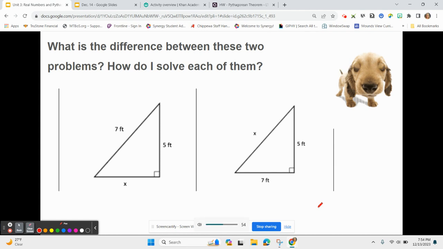Before we get there, just a reminder: when we are working with the Pythagorean theorem, we are always looking for that 90-degree angle, okay? And we're trying to figure out what we are solving for. In my triangle on the left, I can see the leg is missing. We're going to call it leg A. So when I set this up, I'm keeping in mind that I'm solving for a missing leg.